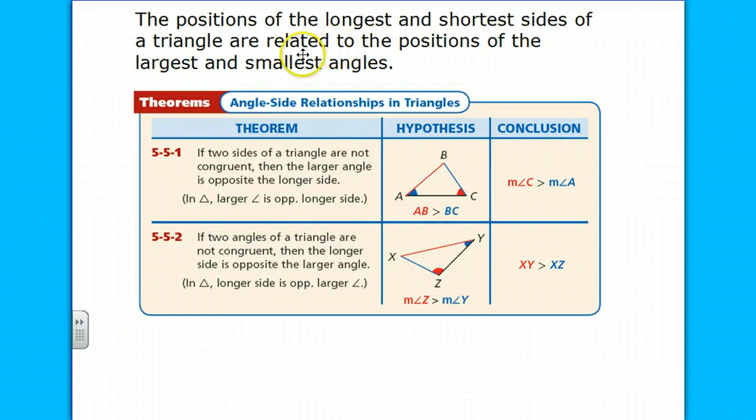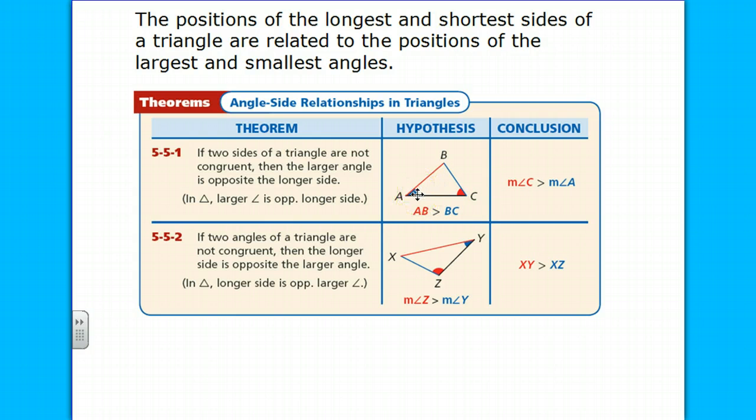The positions of the longest and shortest sides of a triangle are related to the positions of the largest and smallest angles. So, if two sides of a triangle are not congruent, then the larger angle is opposite the longer side. So look at side AB here. AB is longer than BC. So angle C, which is opposite the long side, is larger than angle A, which is opposite the shorter side.